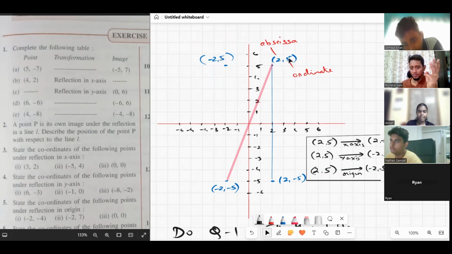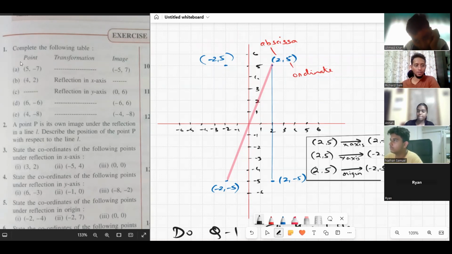And third, we saw that if a point reflects on the origin, that is at this midpoint here, 0, 0, then both the signs are changing. 2 and 5 both will become minus 2, minus 5. Yeah, abscissa is the x coordinate and ordinate is the y coordinate. Okay, now coming here.